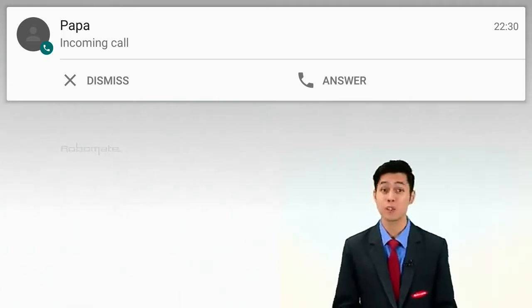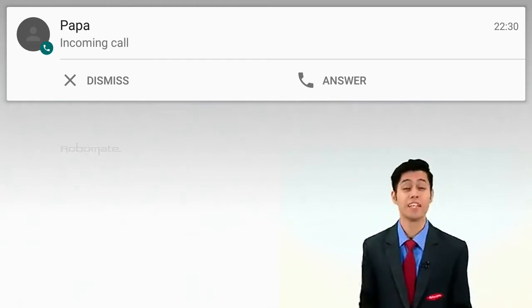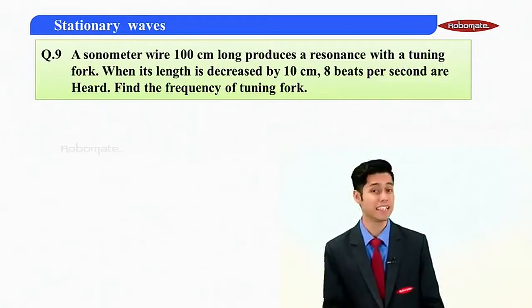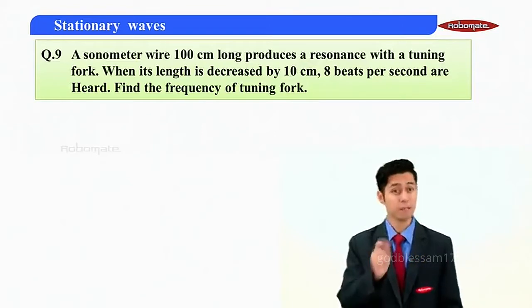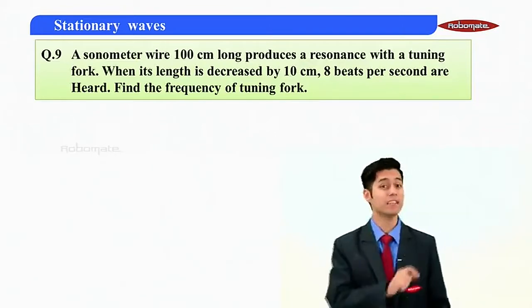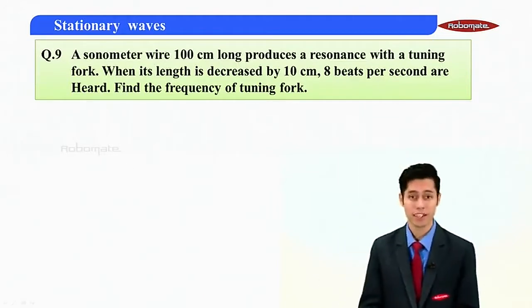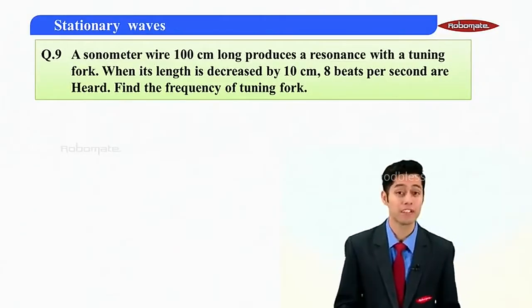It says that there is a sonometer wire 100 centimeter long which produces a resonance with a tuning fork. When the length is increased or decreased, in this case it is given as decreased by 10 centimeter, 8 beats per second are heard. Find the frequency of the tuning fork. Now you need to determine the frequency of a tuning fork.